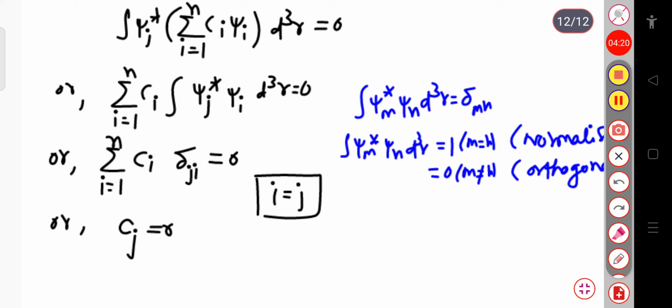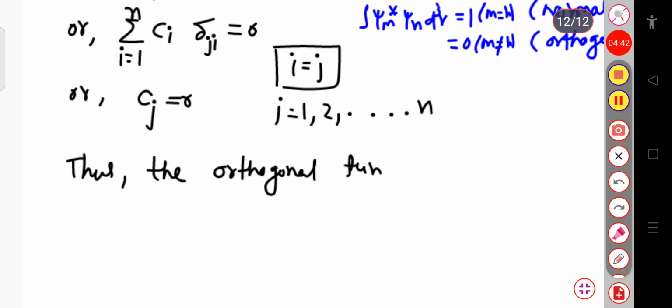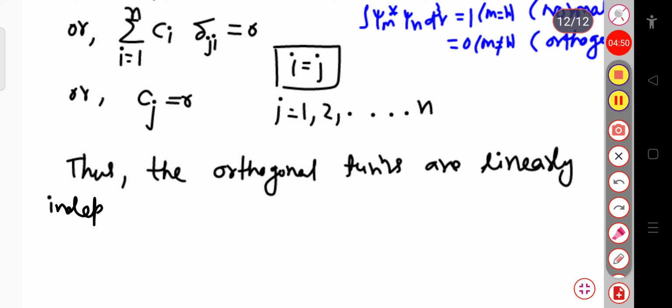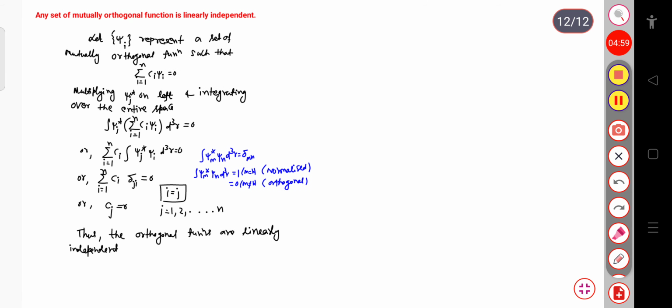Here the j value equals 1, 2, 3, and so on up to n. Thus the orthogonal functions are linearly independent. In this way you can prove that any set of mutually orthogonal functions is linearly independent in nature.